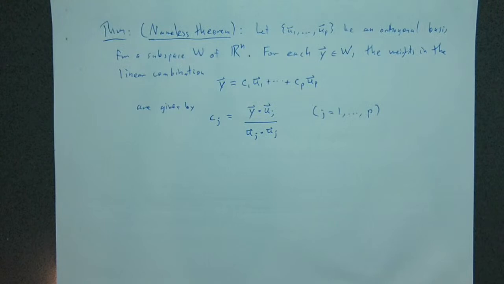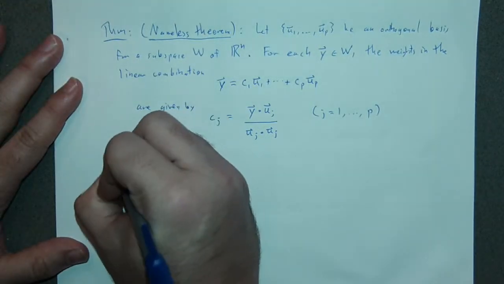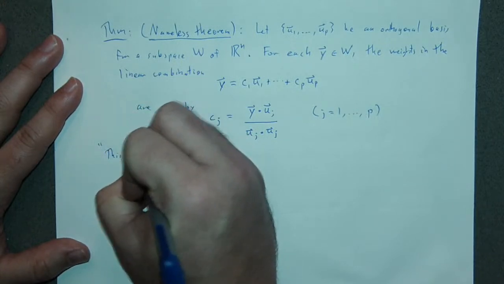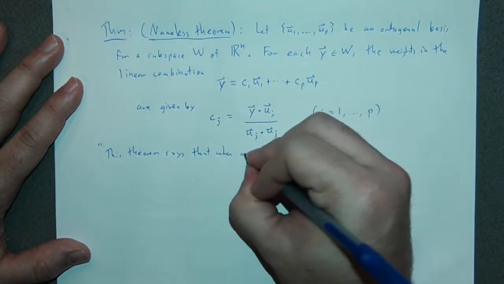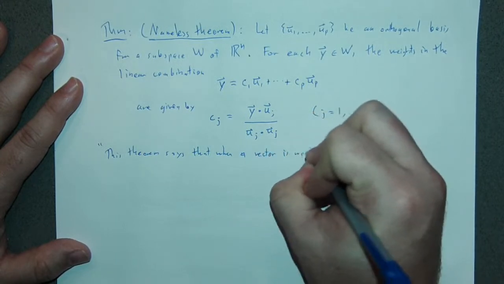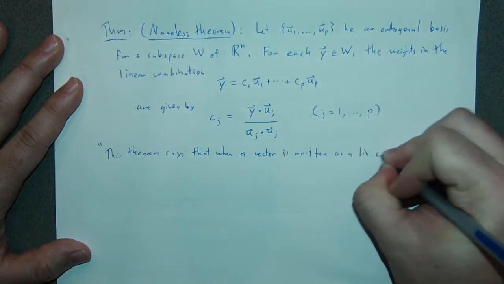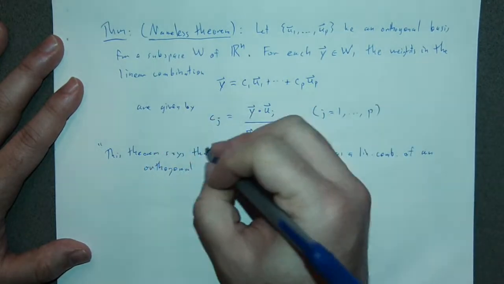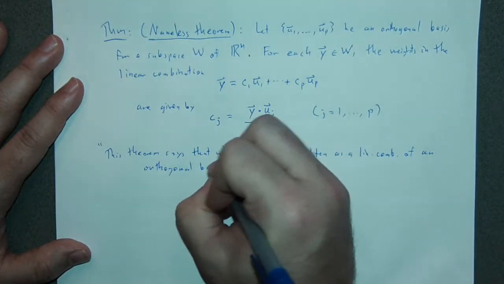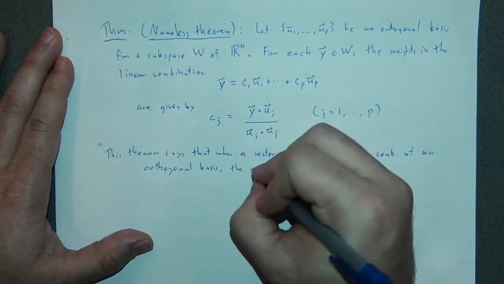But you have seen this before, or you have seen something very, very similar to this. I mean, you have actually seen this before in some capacity. But what is this saying? So this theorem says that when a vector is written as a linear combination, a lincom, of an orthogonal basis, the weights can be computed directly.